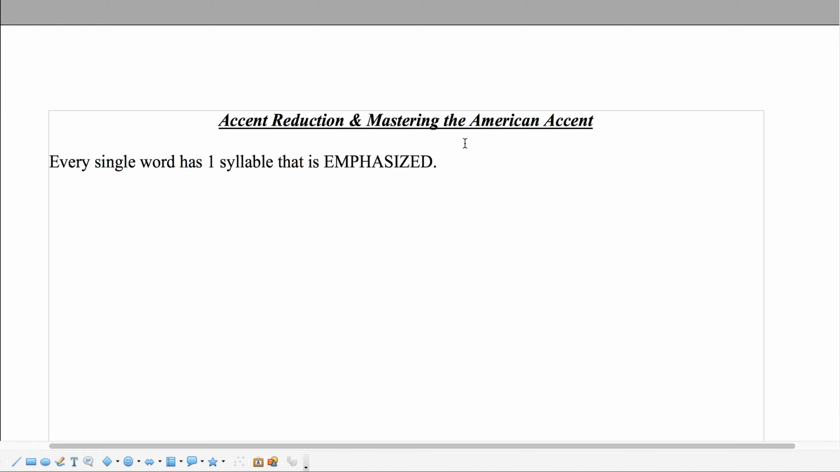Every, right there. It's every, not every, or every. It's every. Let's try single. Single. Right, single. There it is. Word, one, has one syllable. You hear it? Syllable.